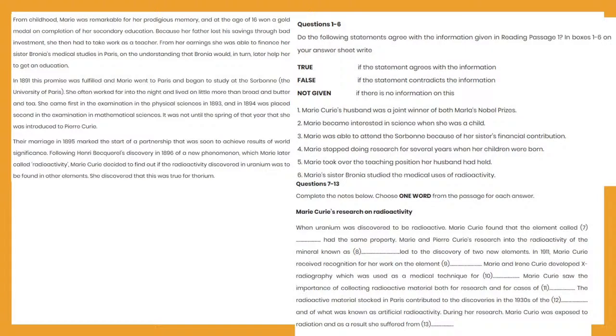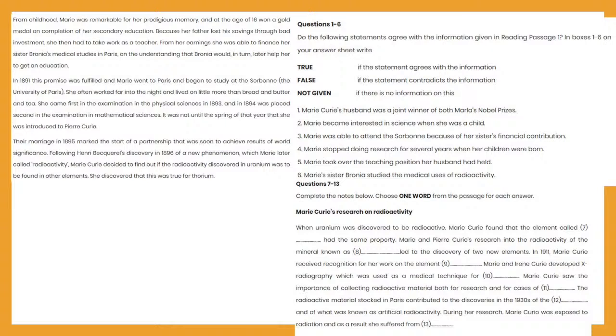Okay, let's see. When uranium was discovered to be radioactive, Marie Curie found that element called dash. There is no mention of any element, so let's skip it. Okay, in 1891, this promise was fulfilled, and Mary went to Paris and began to study at the Sorbonne University of Paris.